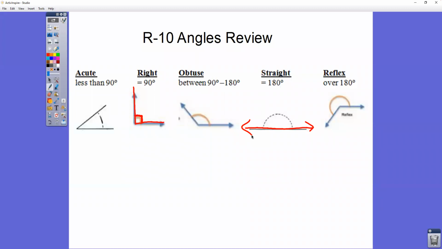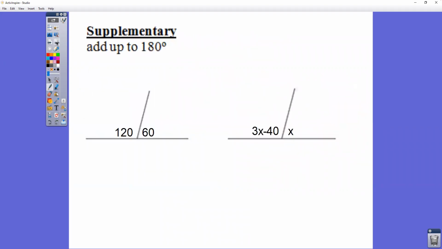Then we have reflex angles. Reflex angles are anything that's over 180. So like 200, 250, 310, all the way up to 359.9. So those are your 5 different types of angles.